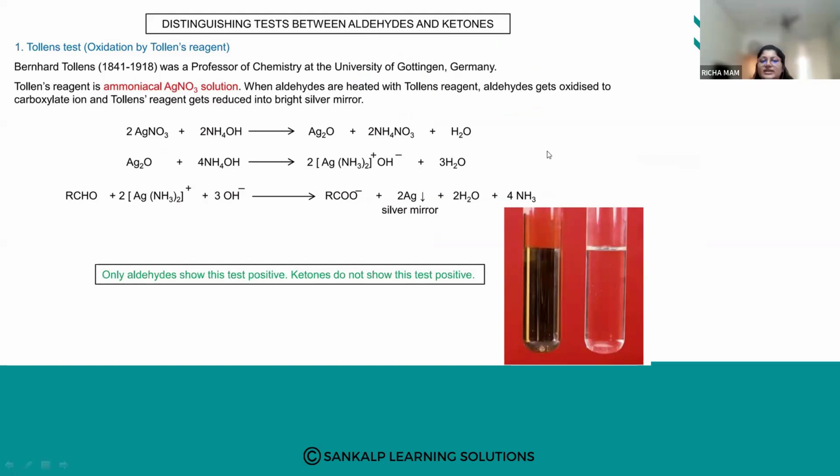And when we are oxidizing the ketones, we can only use a strong oxidizing agent. Okay. So here, let us see the distinguishing tests between the aldehydes and ketones. Which are the different distinguishing tests which can be used? The first one is the Tollens test. It is also called the silver mirror test. Mark this as very, very important, student.